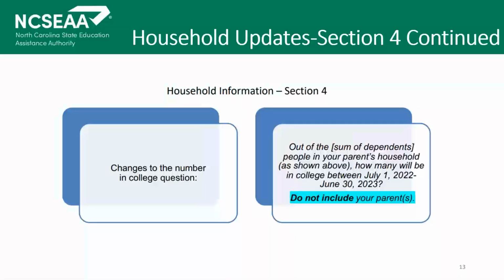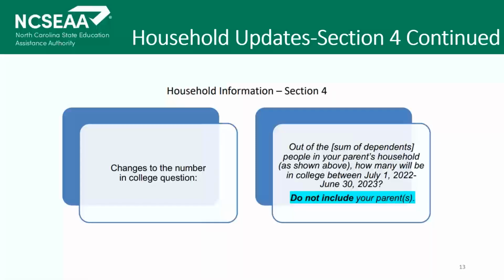Also, for a dependent student where there have been changes to the number in college question, it's highlighted there at the bottom where it asks them, out of the number of dependents in your parents' household, how many people will be in college between this time frame, July 1st, 22 through June 30th of 2023.